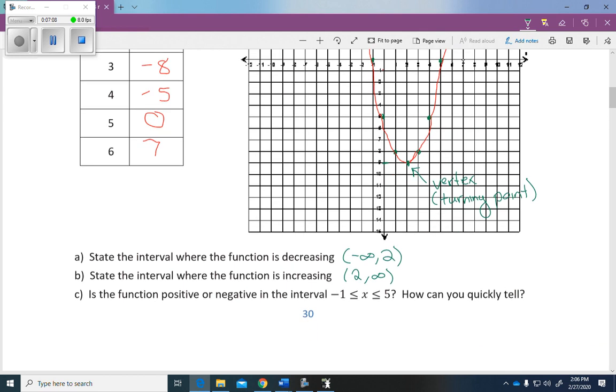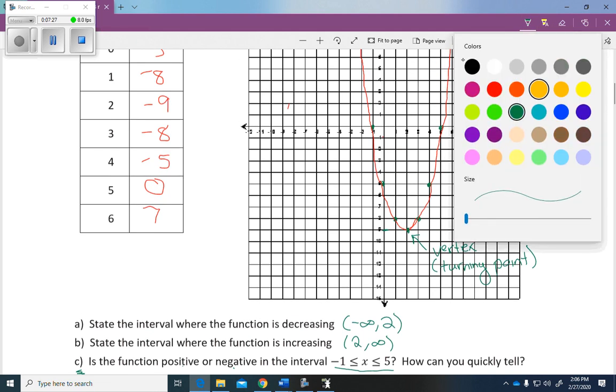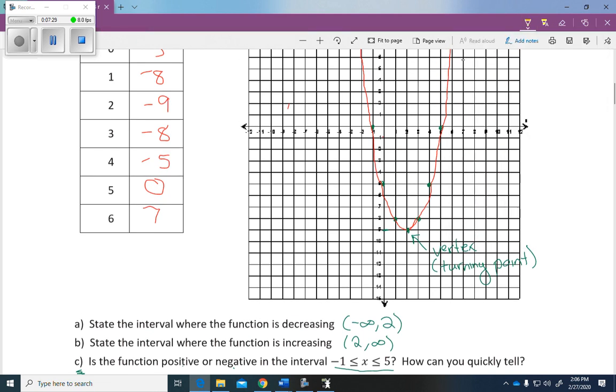It's asking if the function in choice C, or part C, is positive or negative in the interval from -1 to 5. So if I look at my x values from -1 to 5, here's where x is -1. Here's where x is 5.